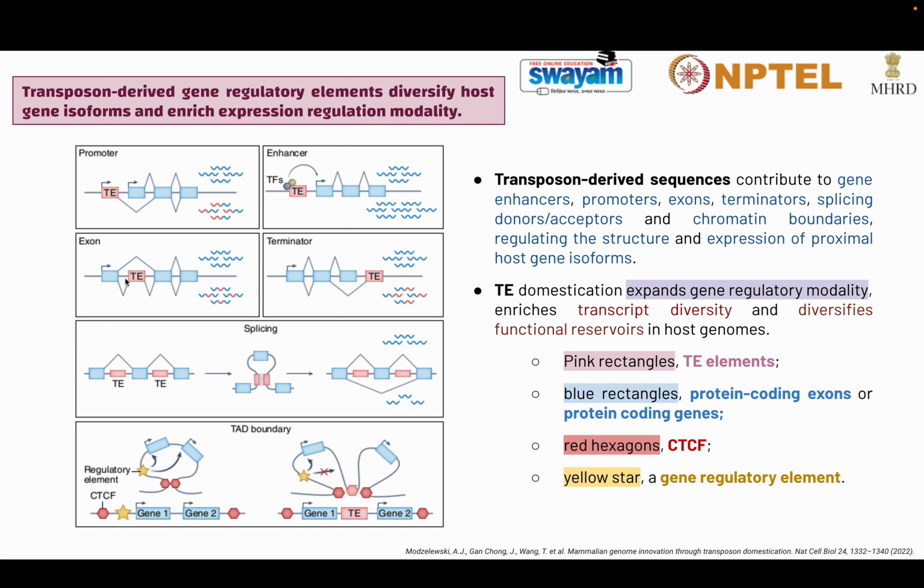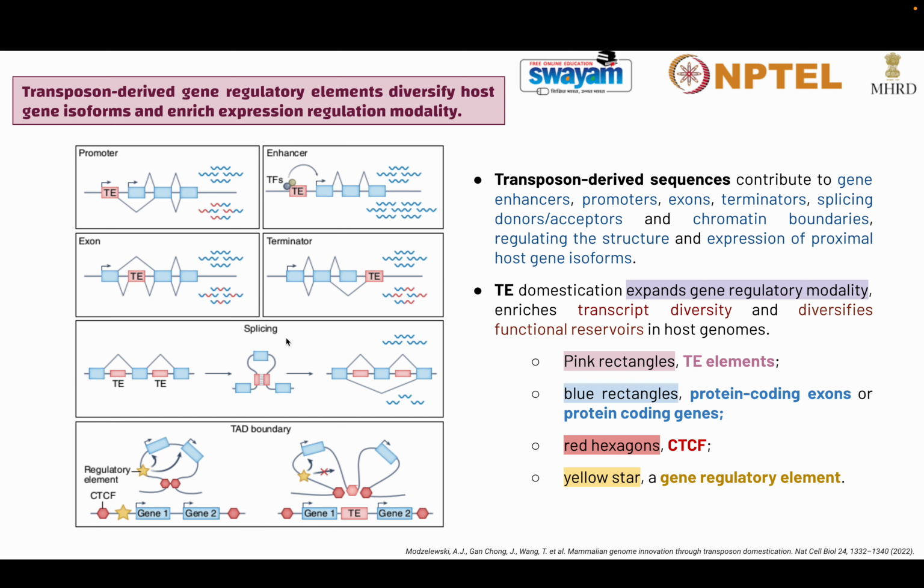Now, if it is acting as an exon, in that case, in one of the transcripts, this particular exon is coming. So now it will lead to the formation of a protein product which will contain this sequence from the transposable element as well. Whereas in this case, this transposable element is not coming in the transcript, so the protein is different. Similarly, when it is present in the terminator site, different transcripts are formed from the mRNA.